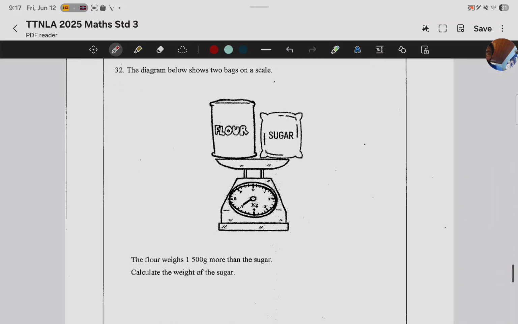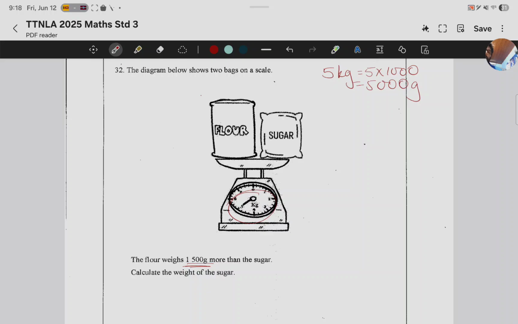The diagram below shows 2 bags on a scale. The flour weighs 150 grams more than the sugar. Calculate the weight of the sugar. So reading this graph here now, this scale here now, we see it is 5 kilograms. But we know we have grams. So I'll change this 5 kilograms into grams. And that becomes 5,000 grams.